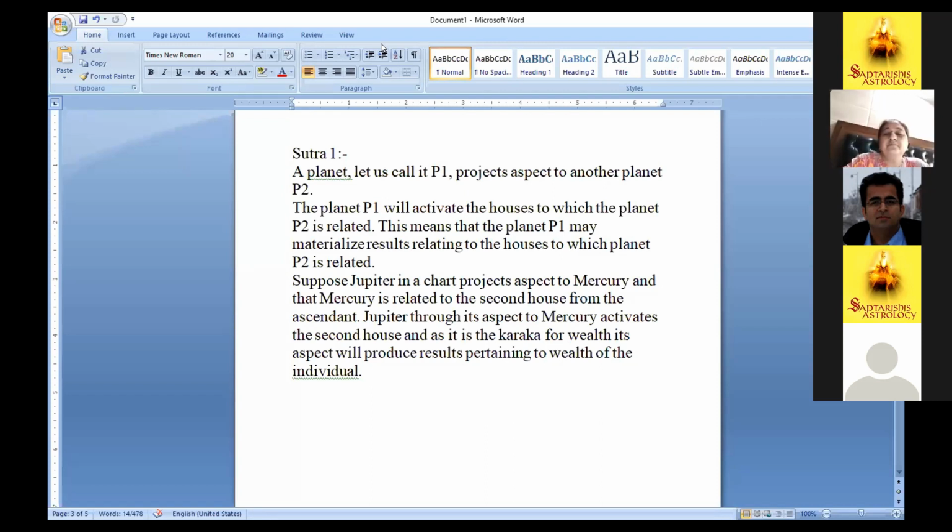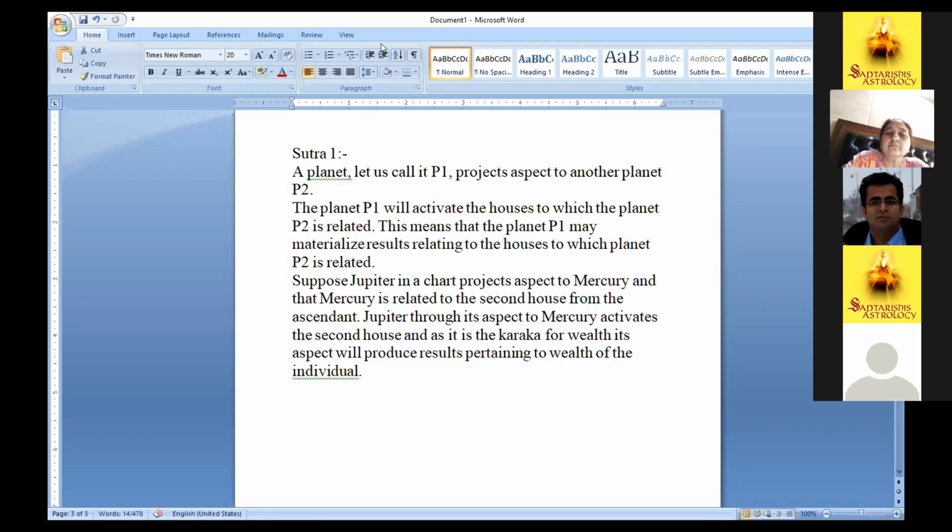Like Mercury is having 2 signs. Suppose one sign is falling in the second house, another sign falling in the third house. Say Gemini and Virgo, these 2 signs are ruled by Mercury. So if Mercury is aspected by Jupiter, it means Jupiter can activate the Gemini and Virgo signs, wherever they are falling, and that house is also activated.